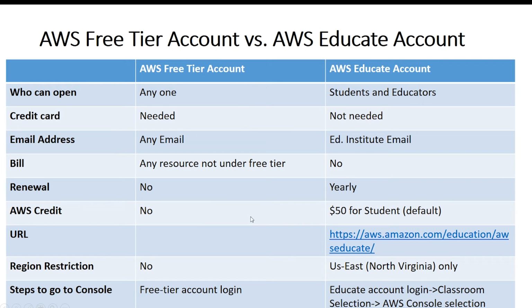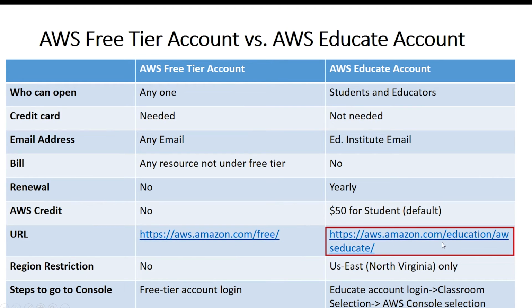To join the AWS free tier account, you go to aws.amazon.com/free. On the other hand, to join an AWS Educate account, you go to aws.amazon.com/education/AWS Educate.